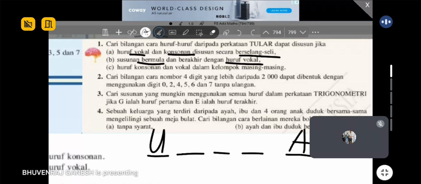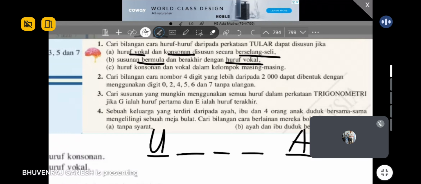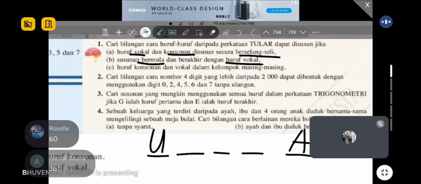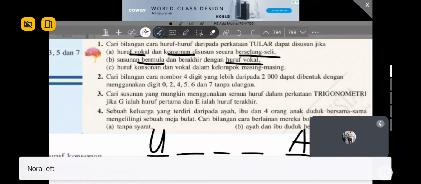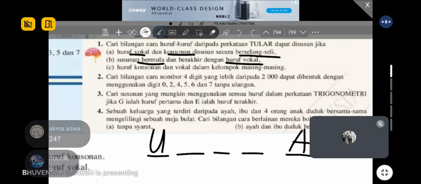120. Too big already. Too big. Anyone else want to try? They say it must start with a vocal and end with a vocal for 1B. 60, 36, wrong, but getting closer. Anyone else? Nak cuba? 1B. Berapa susunan ada? Close? Still not yet.